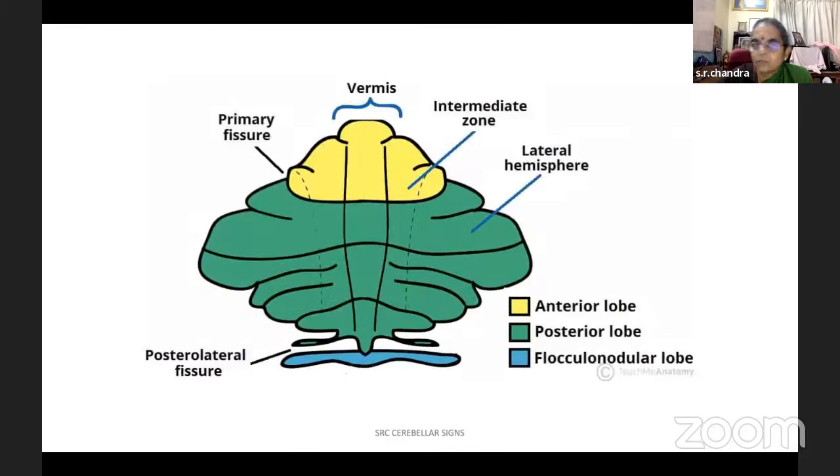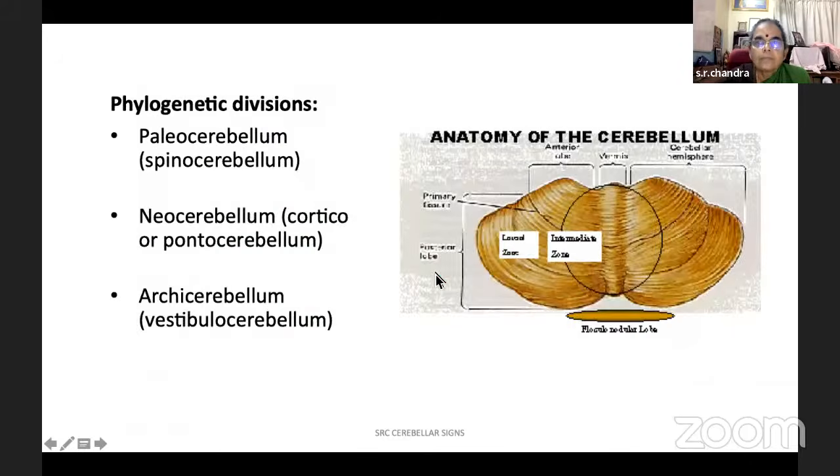This picture shows the anterior lobe, posterior lobe, and flocculonodular lobe, anteroposteriorly. And longitudinally, this is the vestibulocerebellum connected to the vestibular nucleus, spinocerebellum connected to the spinal cord, and pontocerebellum having cortical connections. These are functional zones. This is another depiction, more simplified: vestibulocerebellum, spinocerebellum, and corticocerebellum.